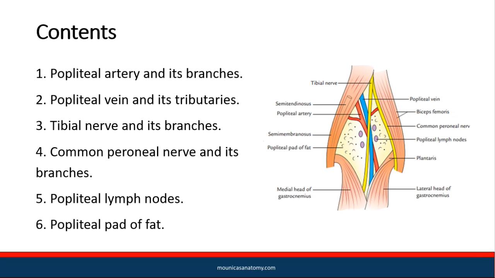Contents are popliteal artery and its branches, popliteal vein and its tributaries, tibial nerve and its branches, common peroneal nerve and its branches, popliteal lymph nodes, and popliteal pad of fat.